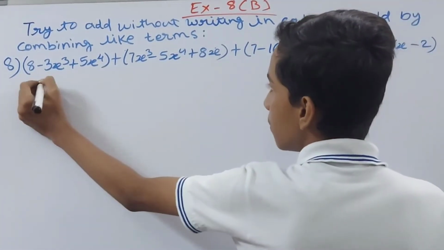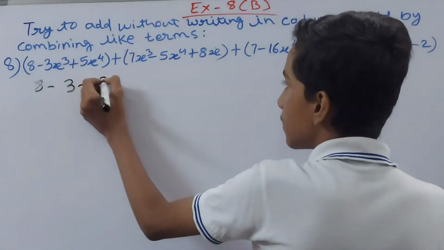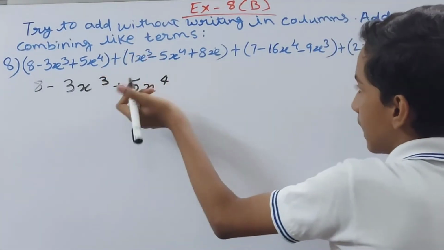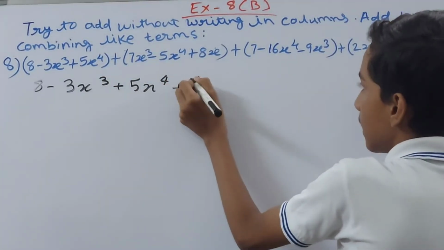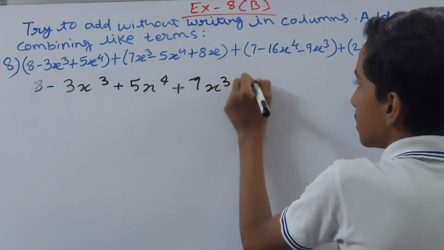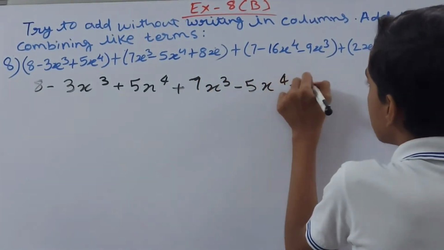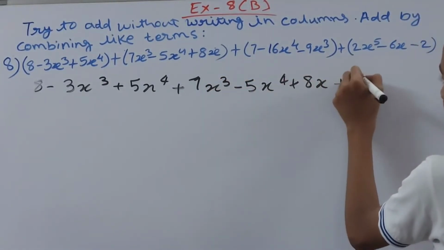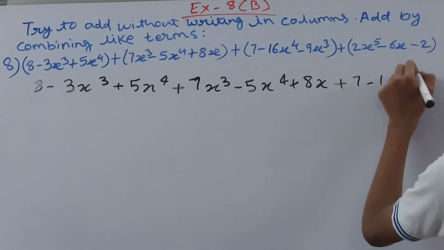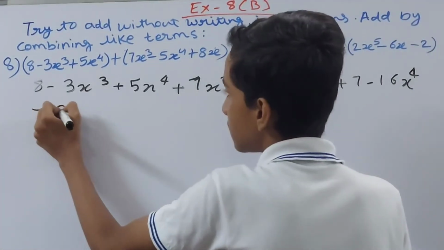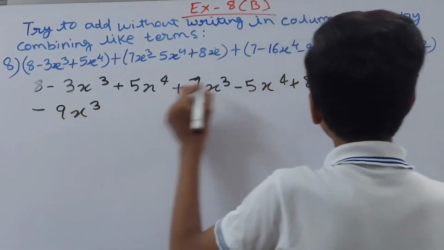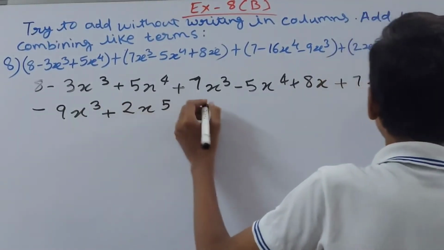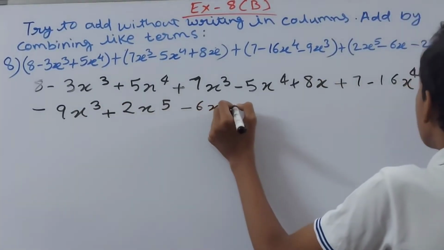So this we open: 8 minus 3x cube plus 5x to the power 4, plus and plus, that is again plus only, so plus 7x cube minus 5x to the power 4 plus 8x, then again plus and plus, same thing, plus sign only, 7 minus 16x to the power 4 and minus 9x cube, and then plus and plus, that will be plus only, plus 2x to the power 5 minus 6x minus 2.